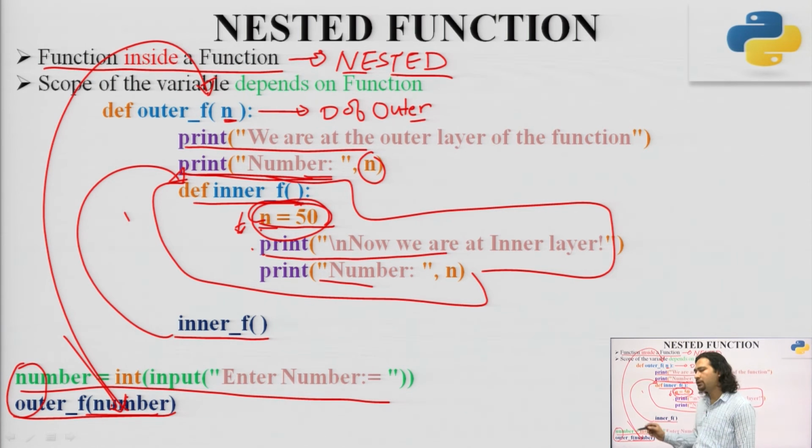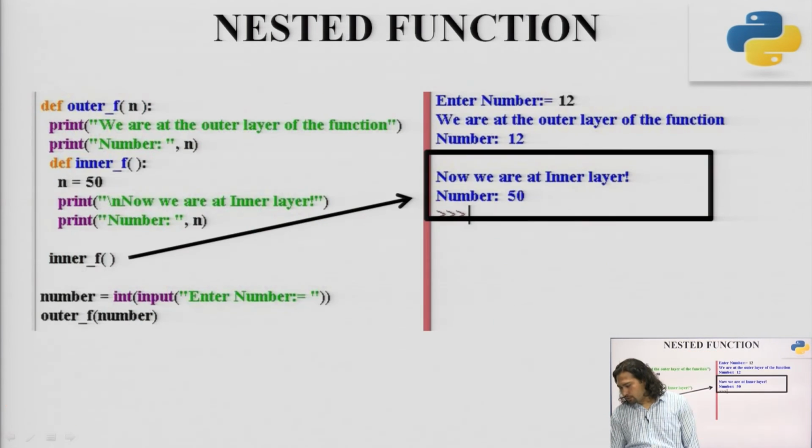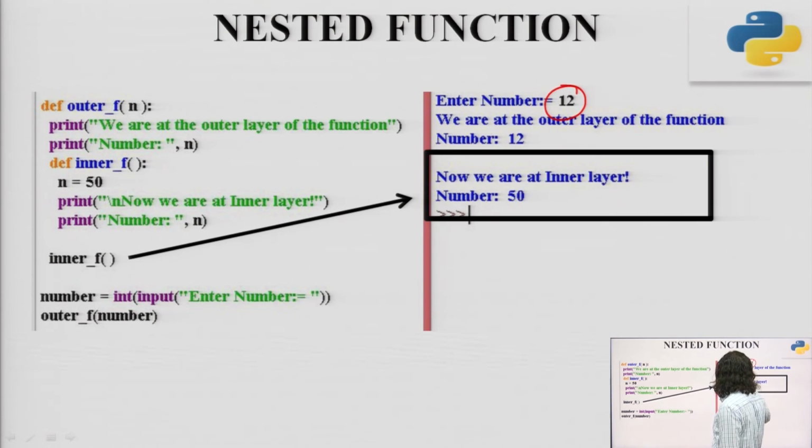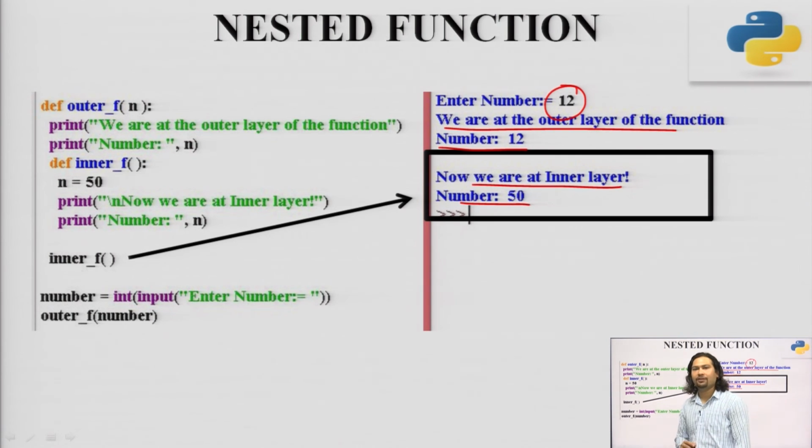Followed by we are seeing the two outputs, that now we are at the inner level, and the second thing is we are going for the output of number. This n value is 50. Now look at the output. You can see the very beautiful output, that when we have given the 12 number, we are at the outer layer of the function. That means right now the function control is transferred to the definition of the outer function, followed by the definition of the inner layer, which has the number value as 50.